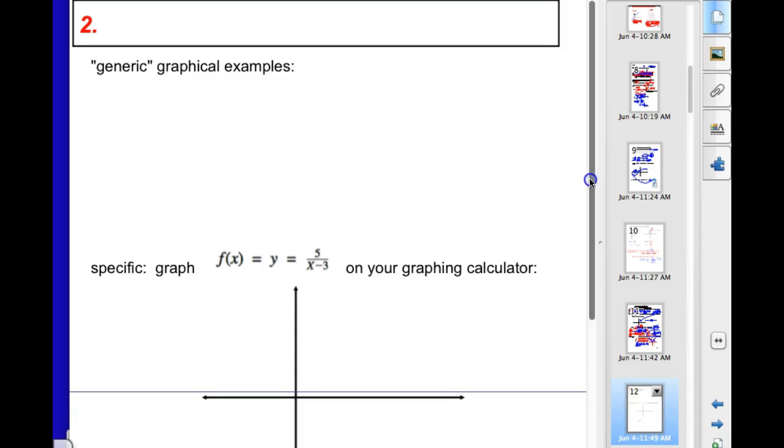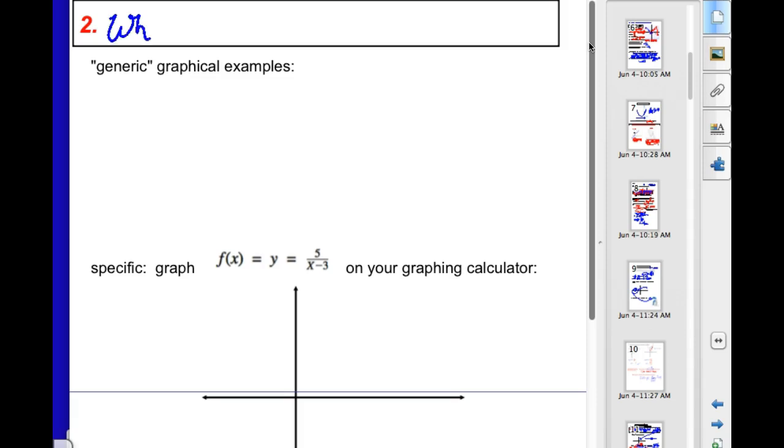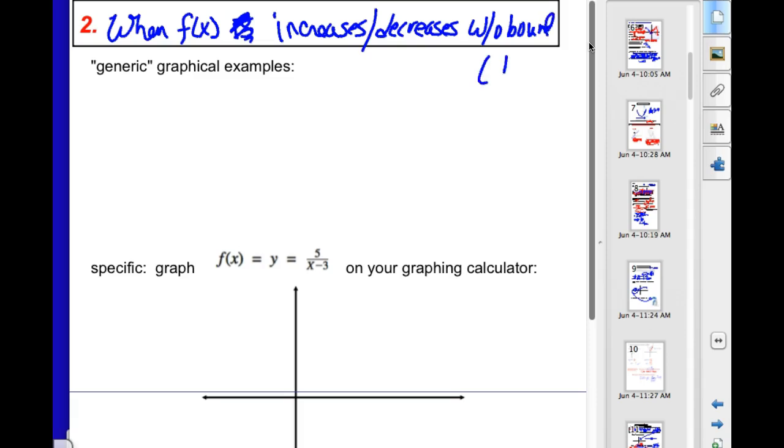When the limit from the right does not equal the limit from the left. The second situation where a limit fails to exist is when f of x increases or decreases without bound. What does that mean? Basically, it's going to the infinities. Then we don't have a limit.